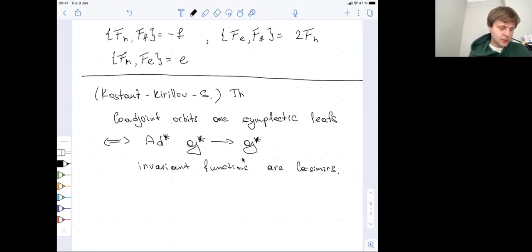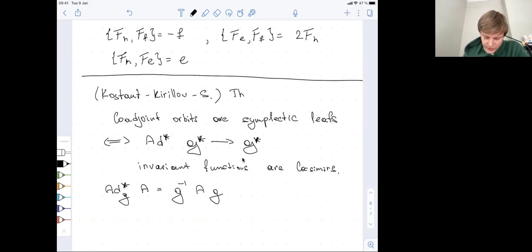And we can easily check this in the case of SL2, because in the case of SL2, the coadjoint action of the group is given by the conjugation. So G minus 1 A G. And then in SL2, the invariant functions of the conjugation are always eigenvalues, or here you have only one eigenvalue because you have a 2 times 2 traceless matrix, and you even can encode this eigenvalue in the determinant of A.